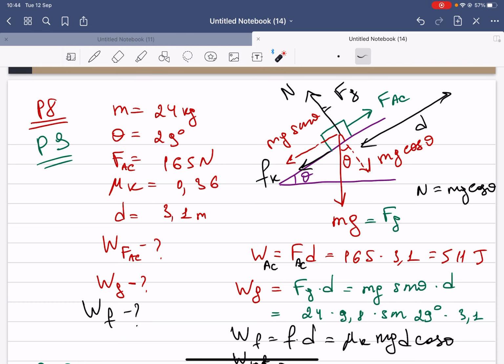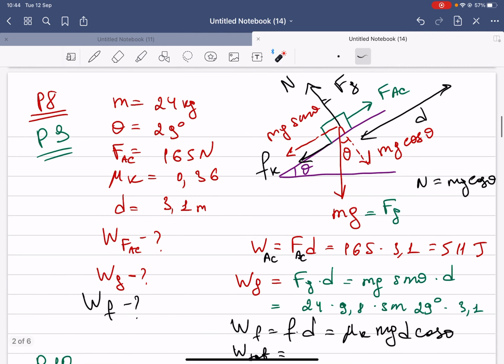Now, what is the work done by the gravitational force? So the gravitational force will be pointing downwards, and we know that this angle will be theta. So this force can be resolved into two components. One will be mg cosine theta, which is this one. Then this one will be mg sine theta.